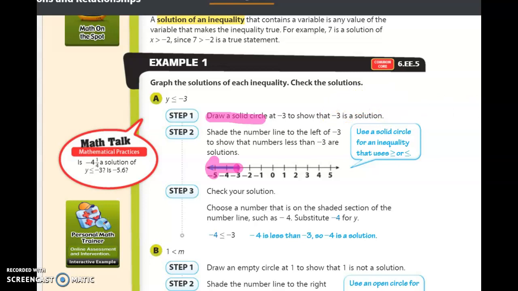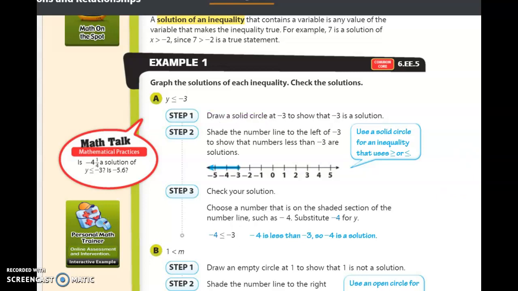And we can prove that by picking a number. Look at step 3. Check your solution. Choose a number that is on the shaded section of the number line, such as -4. Substitute -4 for y. So over here, if we put -4 in for y, is -4 less than or equal to -3? It is. So we know that that is the right solution.